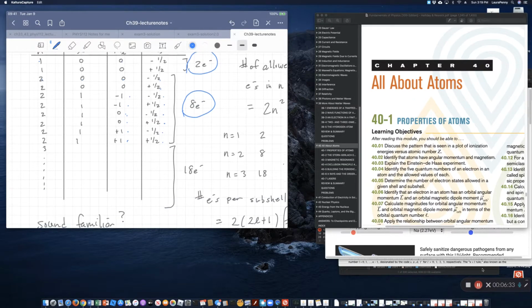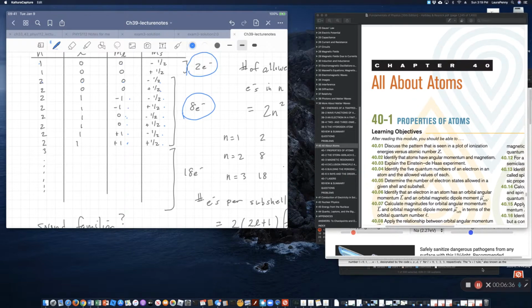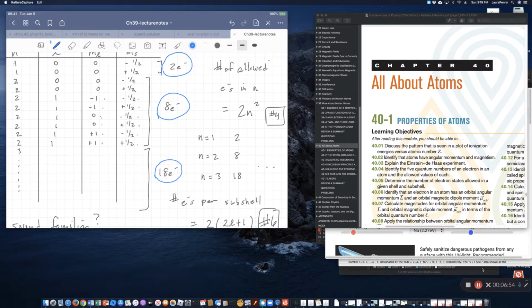I could go through, and for n equals 3, what I would find is that there are 18 allowed electrons in the n equals 3 state. This is allowed because they will have different sets of those 4 quantum numbers. That's what determines this. The number of allowed electrons in an n state of any atom is 2 times n squared. You've probably been taught this somewhere along the way. I know I was taught that.